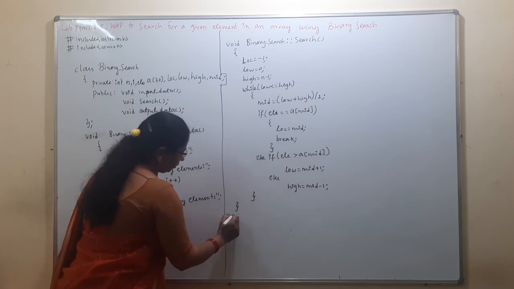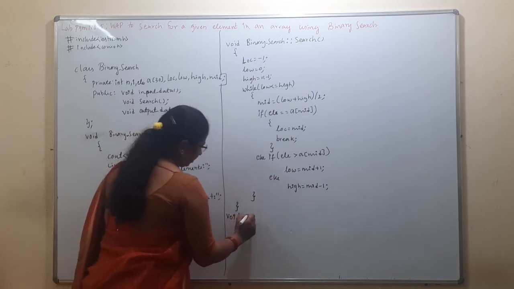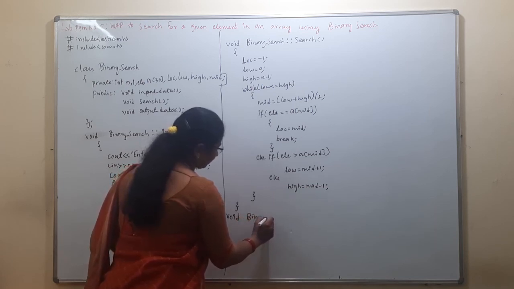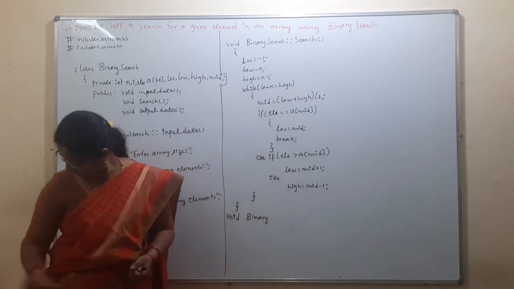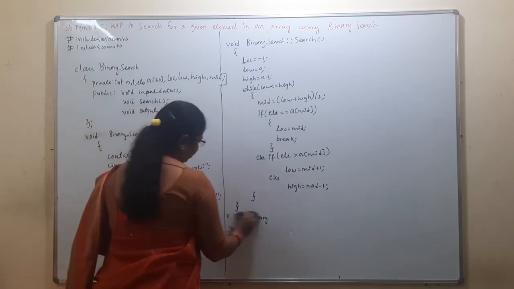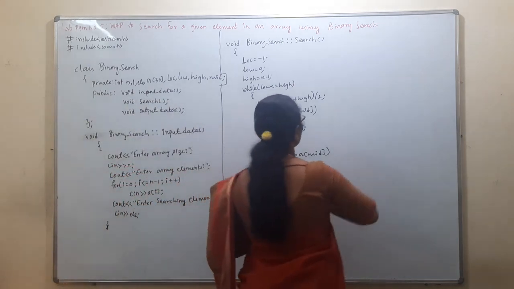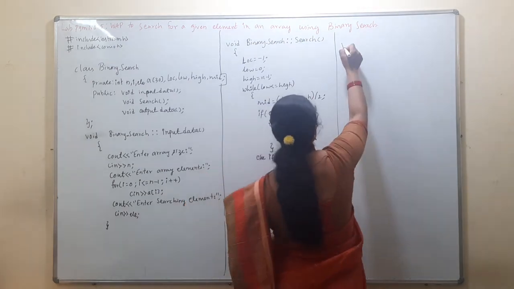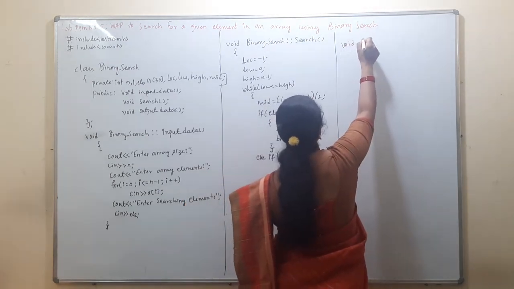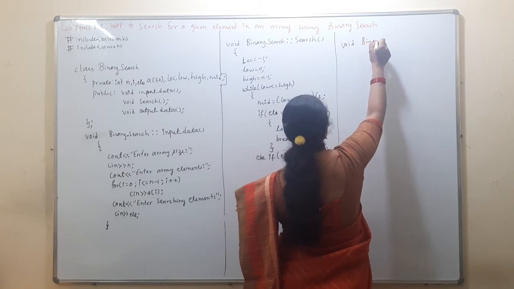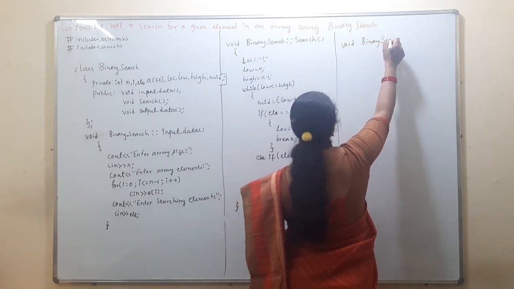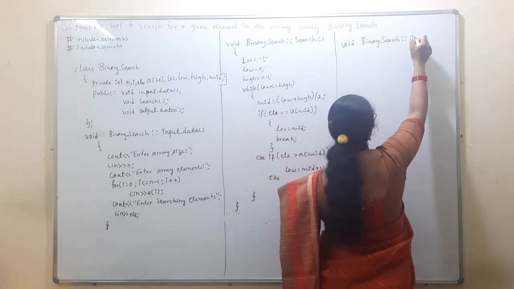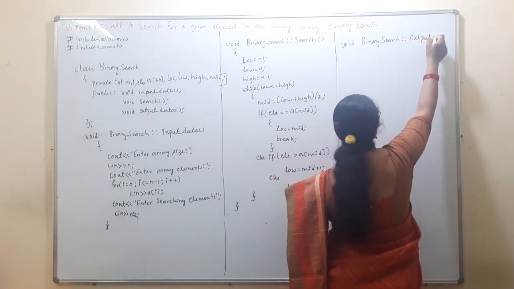Then we are moving to the void binary search. Can I write that side? Write it there. So we move for the output function. The output function return type is void, the class name is binary search, scope resolution operator, then the function name is output data.